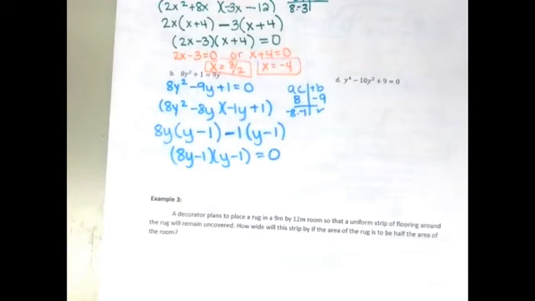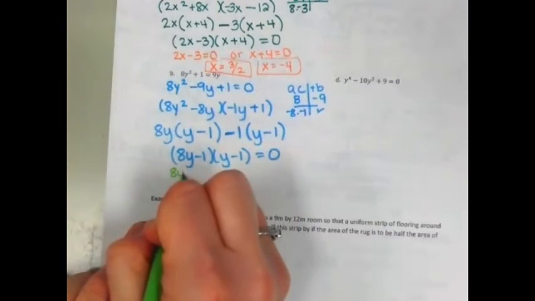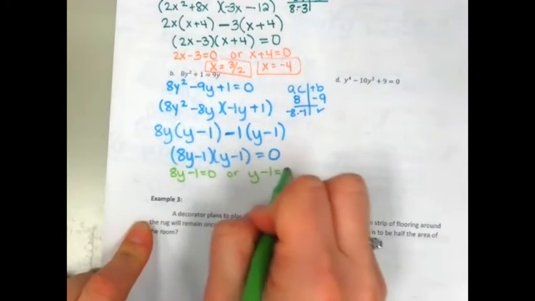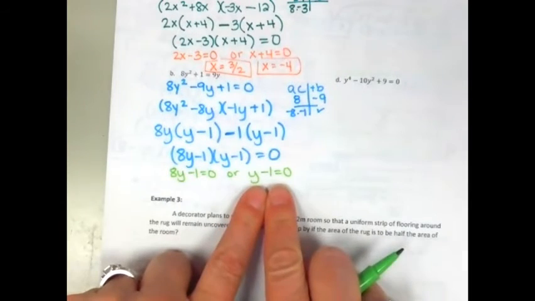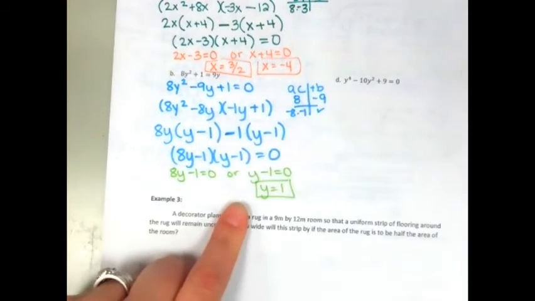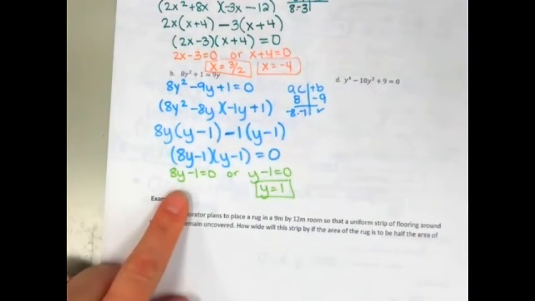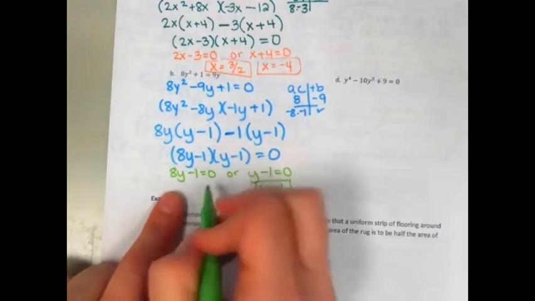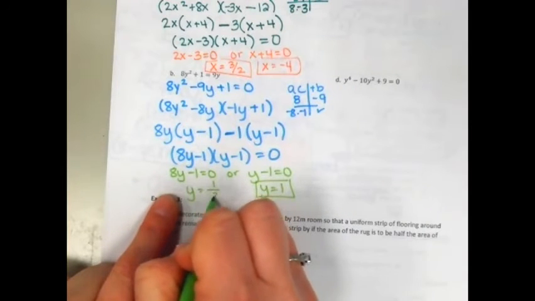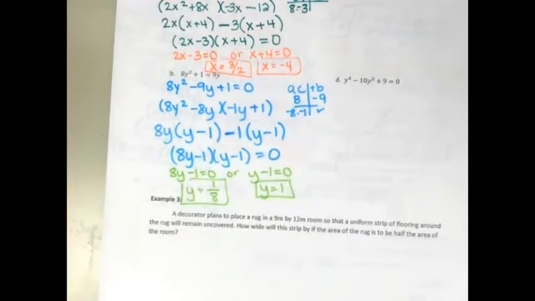Are we done? No, because now we've factored it, but we haven't actually solved it because there's an equal sign. So we're going to set each group equal to 0 and solve. So y minus 1 equals 0. So y equals 1 because you add the 1. 8y minus 1 equals 0. Add the 1 over, divide by 8. So we have 1/8.